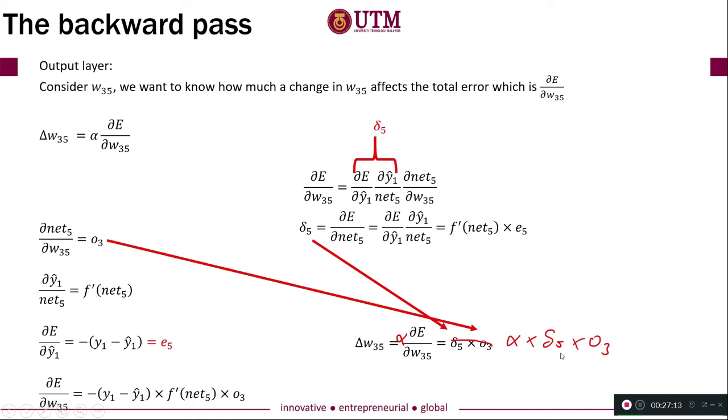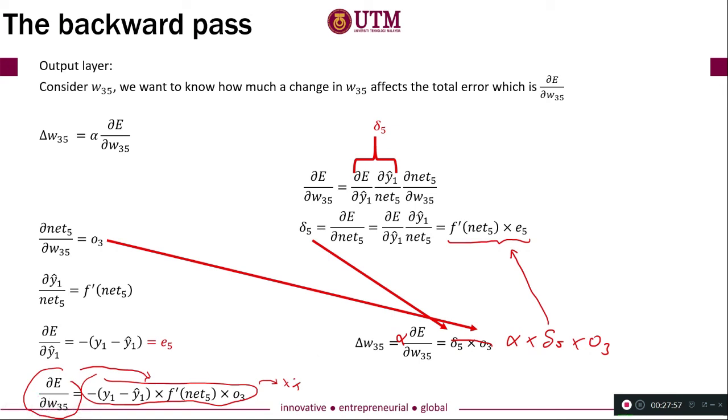So in order for you to find the delta 5, you can compute this one. Now, you might be asking why not directly compute del E over del W35 by expressing this one. Of course, if you want to do it from scratch, you can do it from scratch like this, and once you find this expression, you can compute the value. You can execute this to get a value that represents del E over del W35.